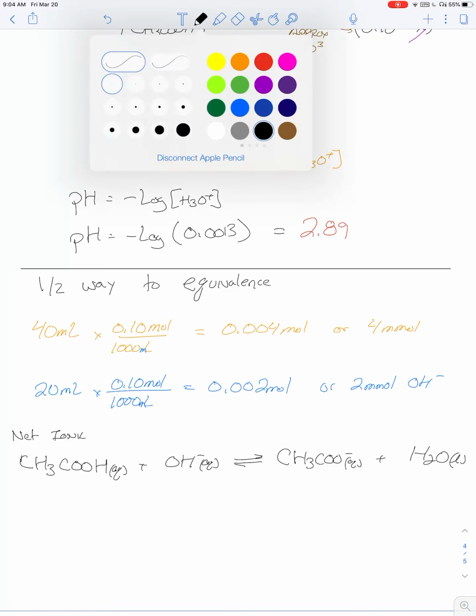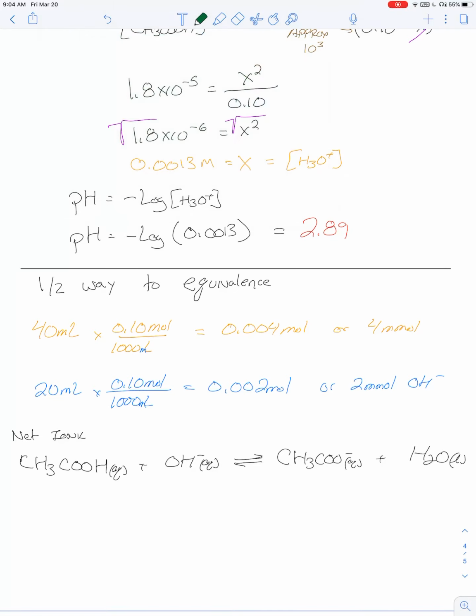Now, here's the difference. This is a conjugate base. It undergoes hydrolysis, doesn't it? So it's going to be different. This is why our pH calculations are different in the strong weak.